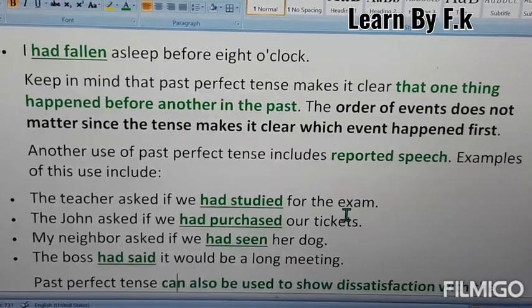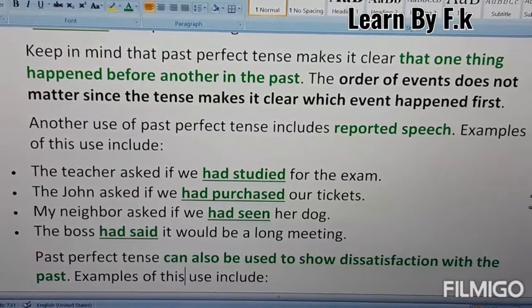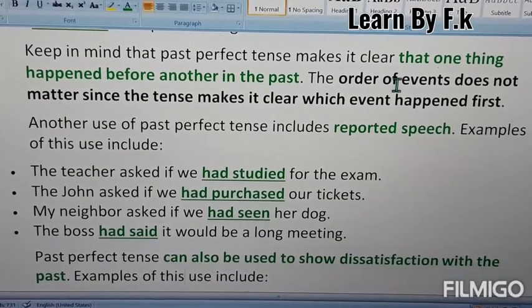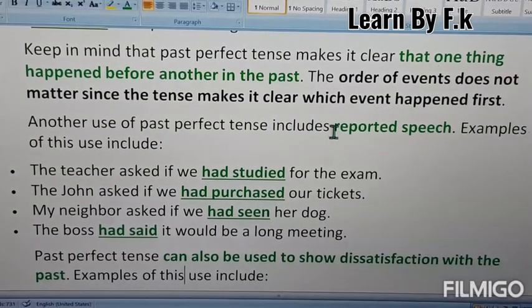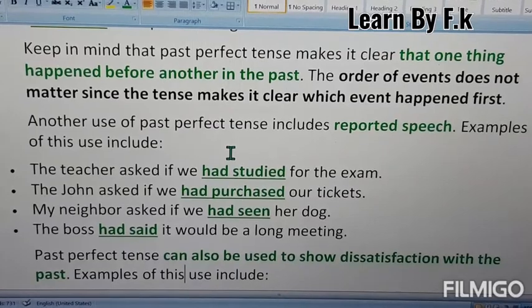As I have told you, one thing happened before another in the past, which means there are two activities and both are in the past. The older activity in the past is in the past perfect tense, and the second, more recent activity is in the past simple tense. The order of events does not matter, since the tense makes it clear which event happened first. Which event happened first is shown by the past perfect tense, the first activity in the past.